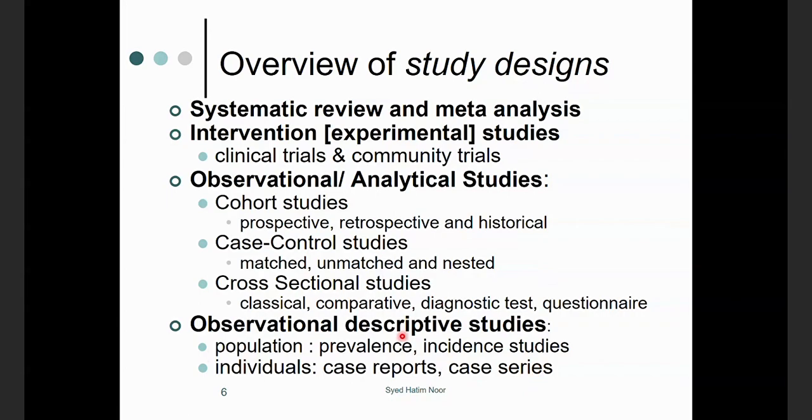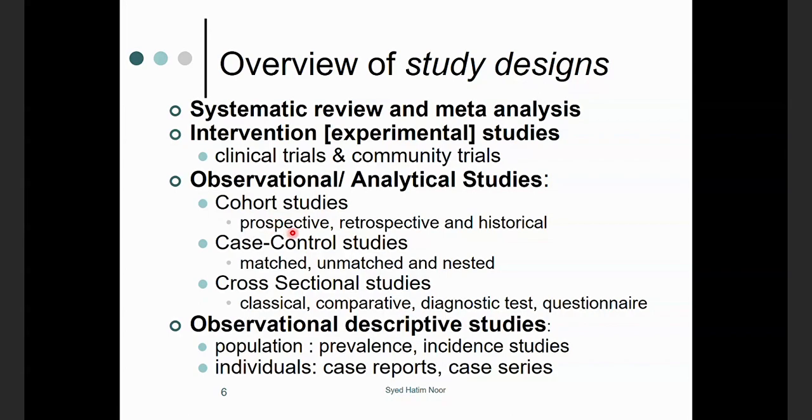Okay, I proceed. So that is descriptive. Now we go to analytical studies. Observational analytical study can be divided into three main groups: cohort study, case control study, cross-sectional study. The best for the observational study is the prospective cohort study. That is the best study design under observational study.